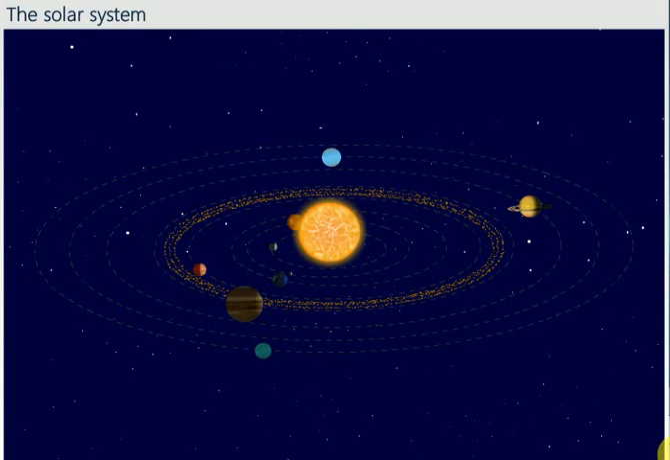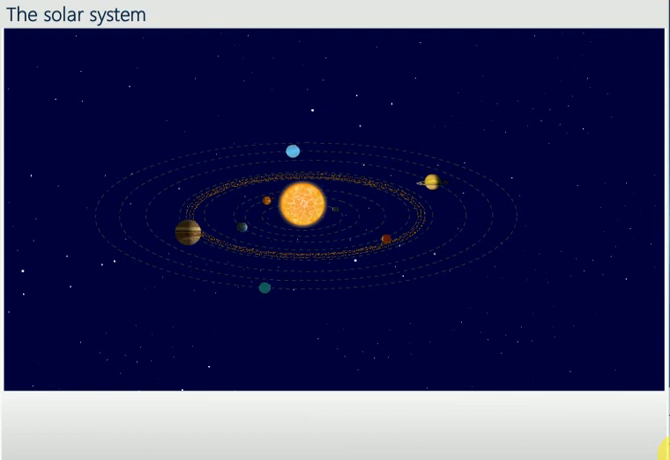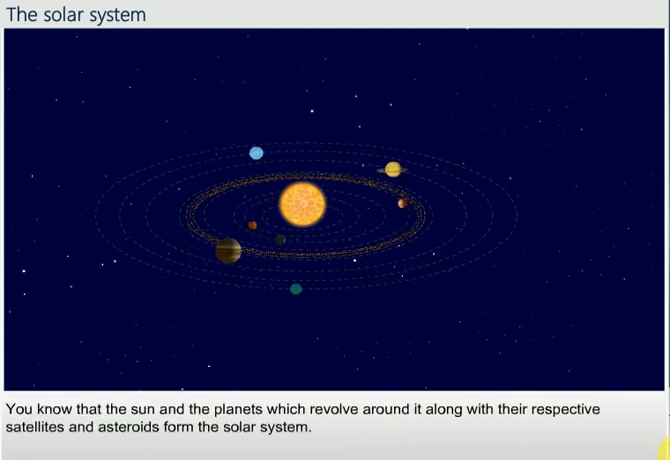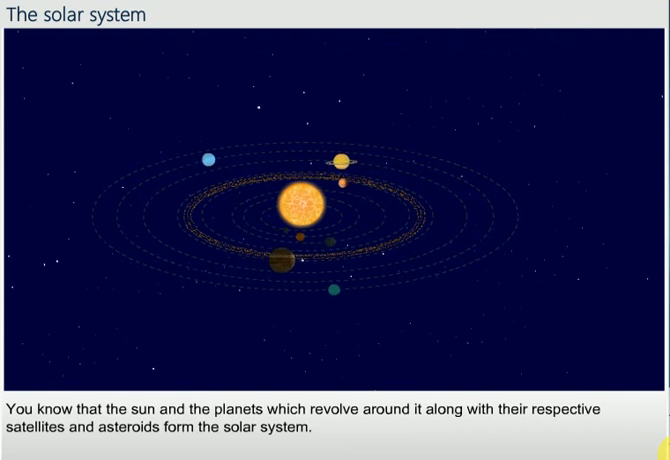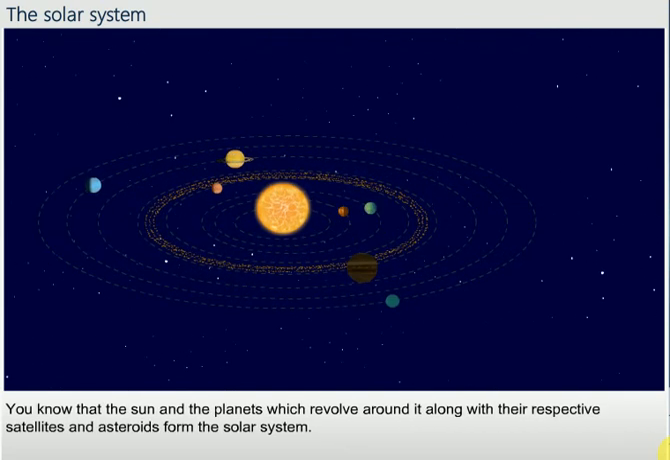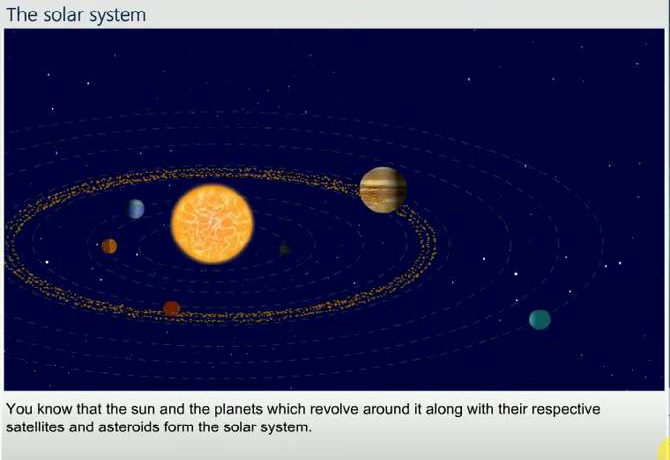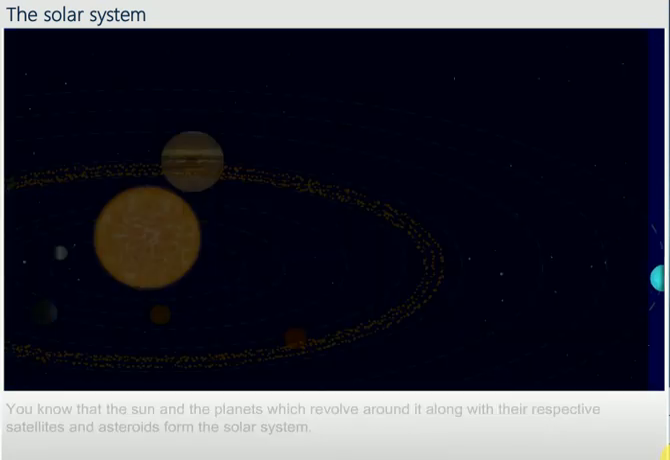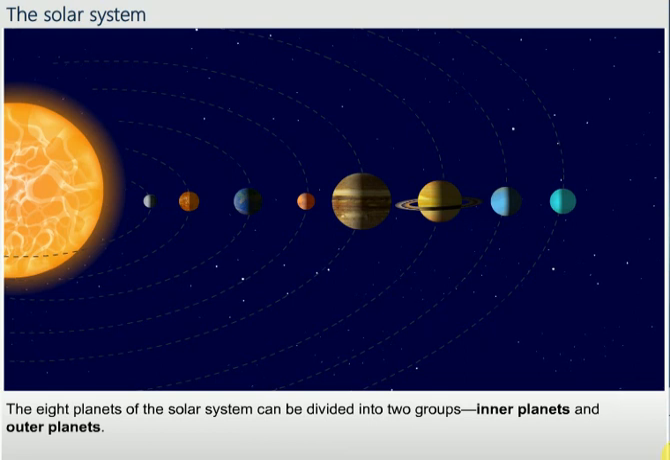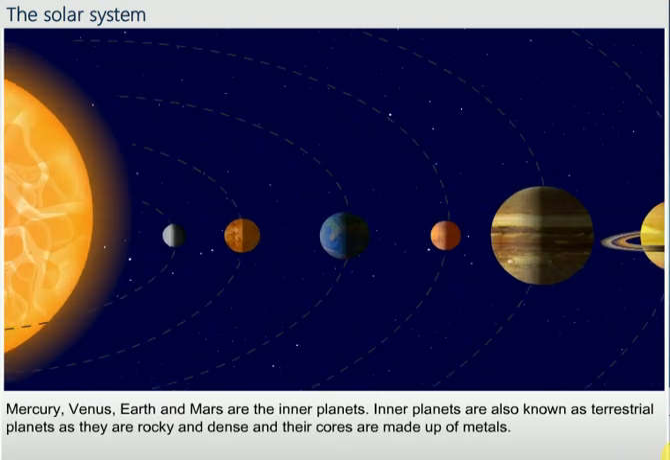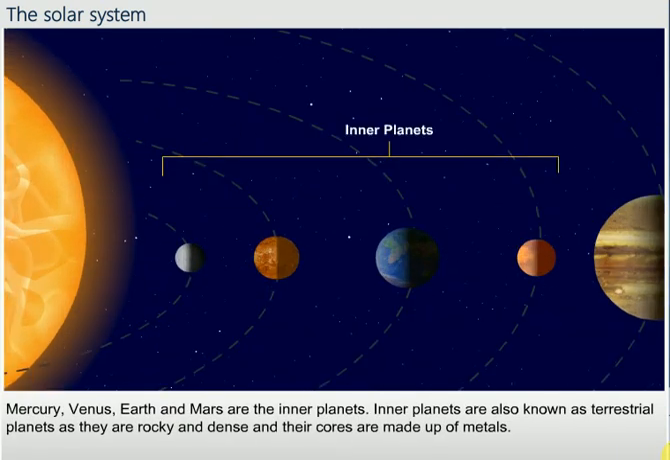You know that the Sun and the planets which revolve around it, along with their respective satellites and asteroids, form the solar system. The 8 planets of the solar system can be divided into 2 groups, inner planets and outer planets. Mercury, Venus, Earth and Mars are the inner planets. Inner planets are also known as terrestrial planets, as they are rocky and dense, and their cores are made up of metals.